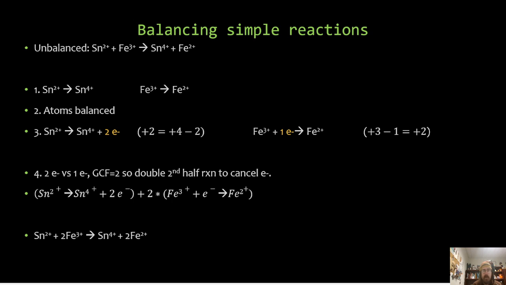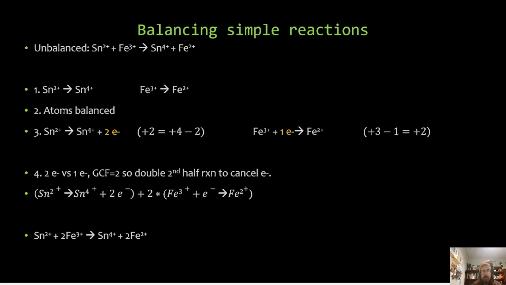The easiest way to balance this is to split them into half reactions. So we split them into half reactions, which we do. Tin 2 and tin 4. Iron 3 and iron 2. Now if we look, the atoms are balanced. Okay, that's very easy. Now, I need the charges to be balanced.